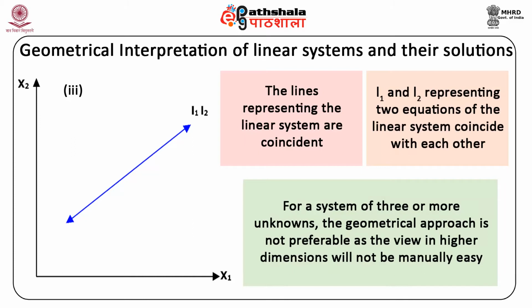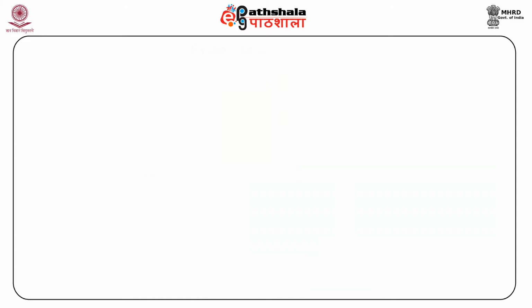For a system of three or more unknowns, the geometrical approach is not preferable, as the view in higher dimensions will not be manually easy. In fact, the geometry in higher dimensions might make the concept tedious and cumbersome to understand. So for a system of three or more unknowns, we will use other solution techniques. We now illustrate some examples of a 2 by 2 linear system which can be very easily solved both graphically and analytically.